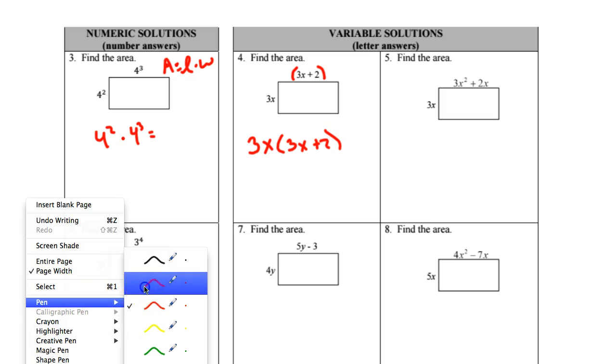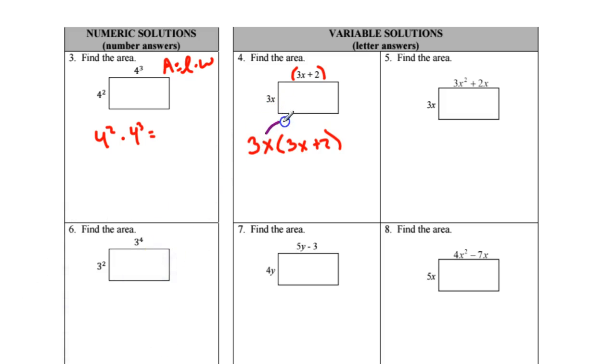And change my color of the pen. So it's going to go like that. And I'll do this one out for you just because I like you. So 3x times 3x, that's really 3 times 3 is 9. And then x times x, I can just write that as x squared. And then 3x times 2, well, 3 times 2 is 6. And I have 1x just over here.